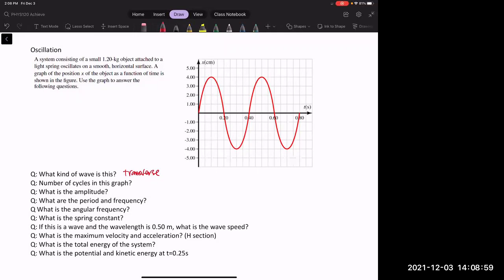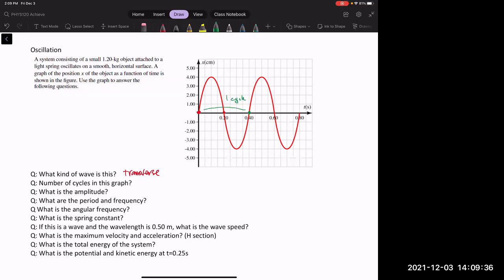The second question is asking about the number of cycles in this graph. So what is the cycle? The cycle means if you start from any point, and once it starts to repeat itself, that represents one cycle. So it starts from 0, and it doesn't repeat at 0.2 seconds. It actually repeats at 0.4 seconds. So this one here is one cycle.